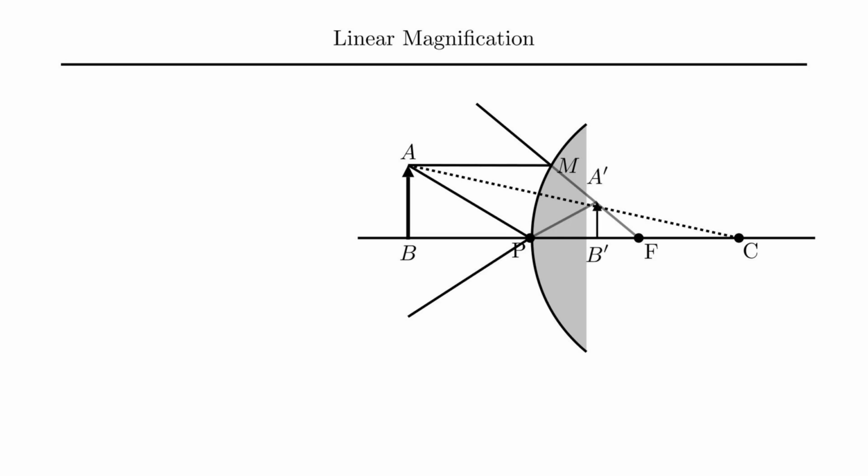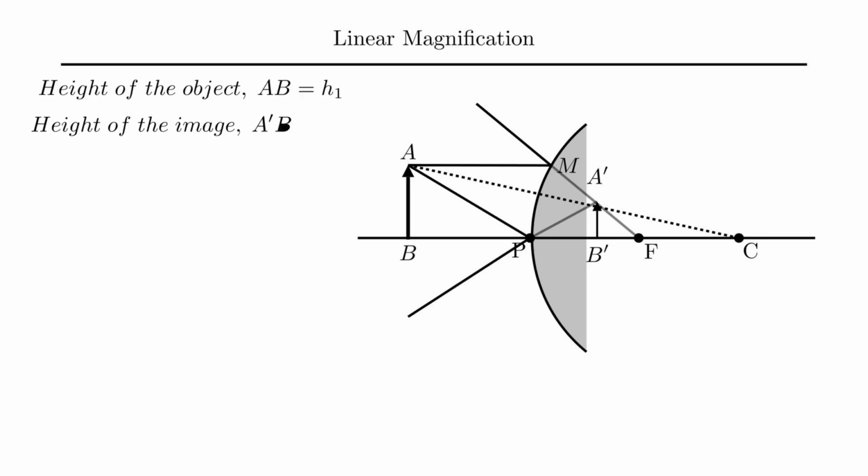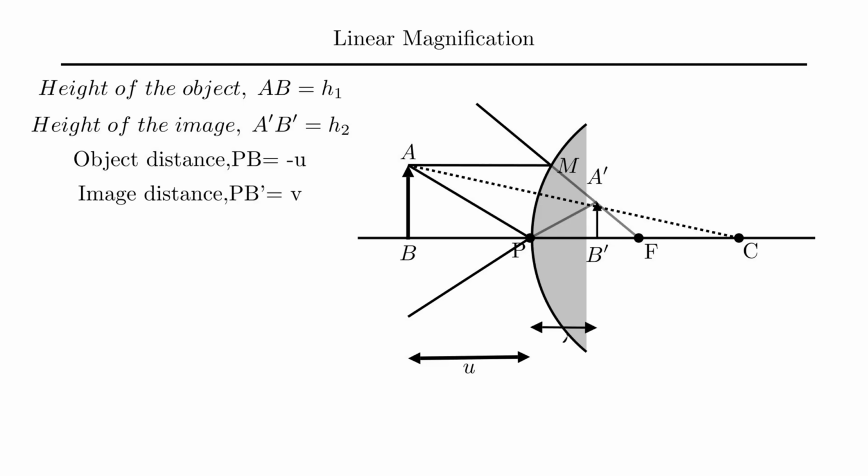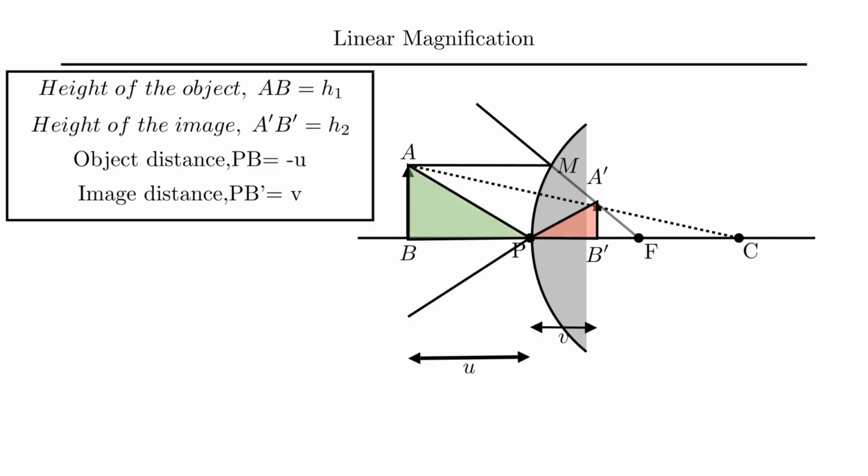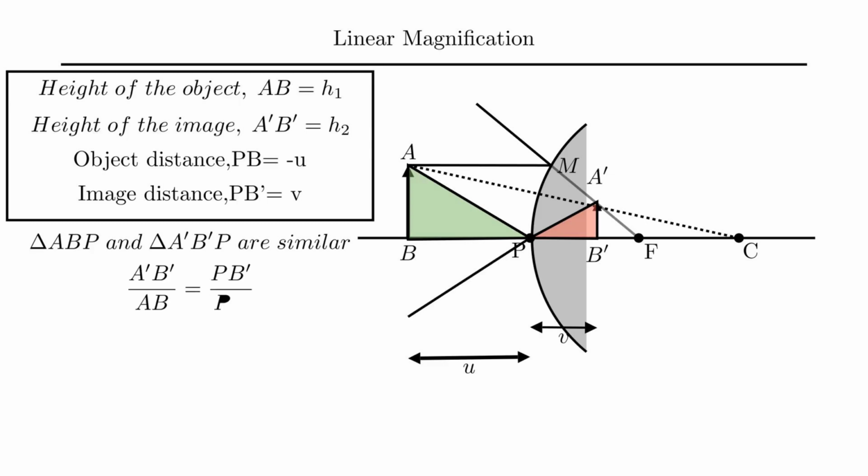Now, according to the sign conventions, the height of the object AB is positive h1, the height of the image A', B' is positive h2, as both are above the principal axis. The distance of object PB equals minus u, as it lies left to the pole. The distance of image PB' equals positive v. Now consider triangle ABP and triangle A'B'P. As the triangles are similar, therefore the ratio of A'B' to AB equals the ratio of PB' to PB. Putting the values, we get h2 over h1 equals v over minus u. Since h2 over h1 equals m, therefore m equals minus v over u, which is the required relation.